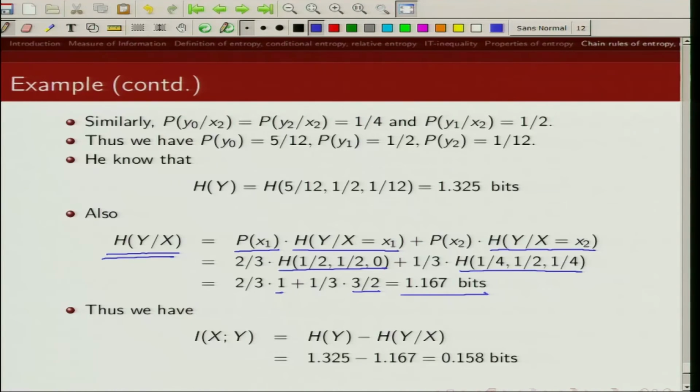we find that the uncertainty in y given x is 1.167. So then the mutual information between x and y, or y and x, is basically given by the uncertainty in y minus the uncertainty in y given x, and this comes out to be 0.158 bits. So this is an example to illustrate how we can compute mutual information.